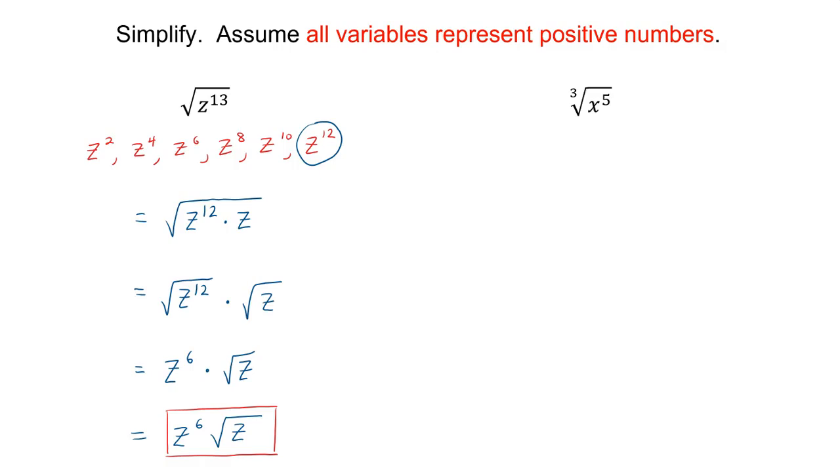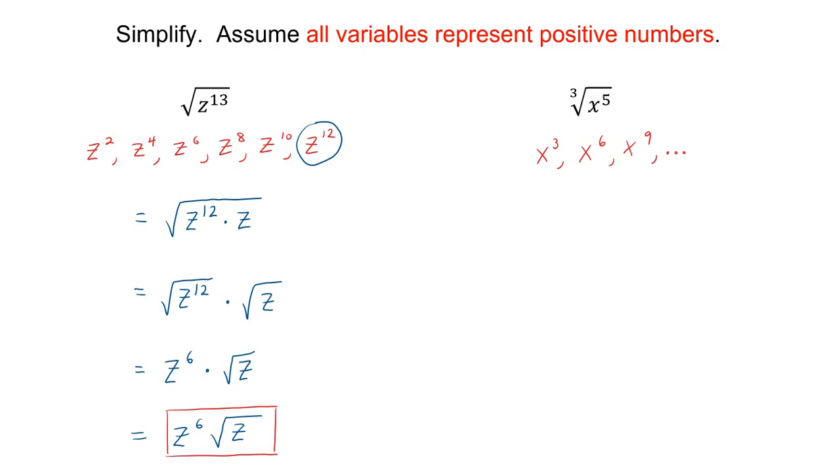Now let's look at the example over here on the right. Let's simplify the cube root of x to the 5th. Let's start by identifying perfect cubes that will evenly divide x to the 5th. X to the 3rd is a perfect cube because it's x times x times x. X to the 6th is a perfect cube because it's x squared times x squared times x squared. X to the 9th is a perfect cube because it is x to the 3rd times x to the 3rd times x to the 3rd, and so on and so forth.